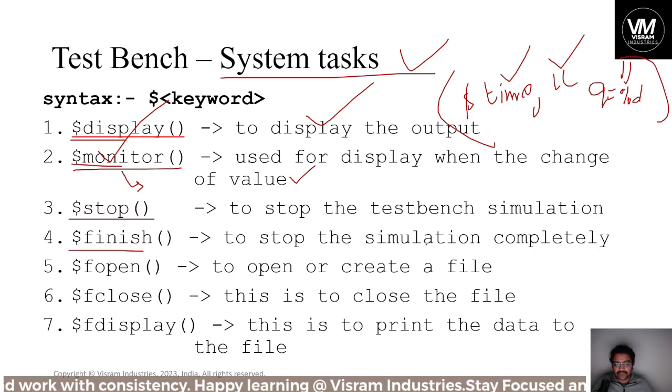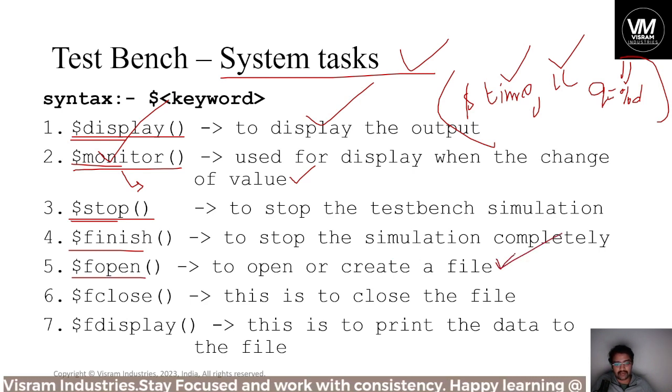$finish is to stop the simulation completely. Here, with $stop you can restart it again. $finish is to end the process, end the initial block or end the always block, end the task, any other thing. So $fopen is to create a file.